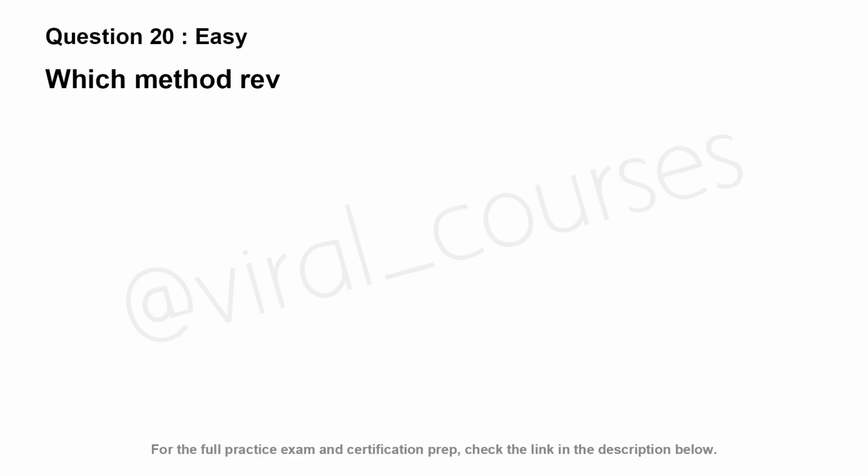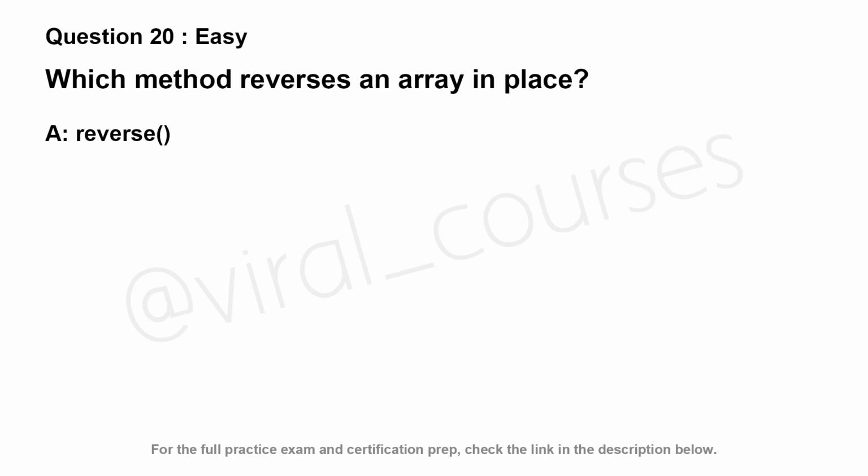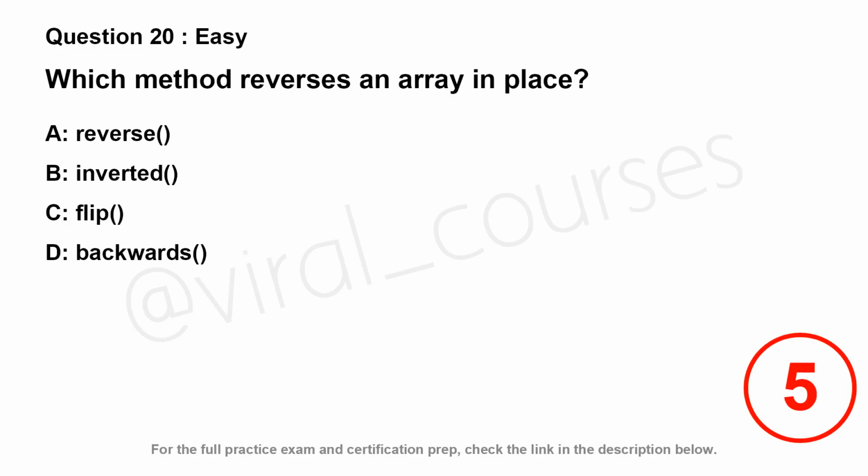Which method reverses an array in place? Option A, reverse. Option B, inverted. Option C, flip. Option D, backwards.